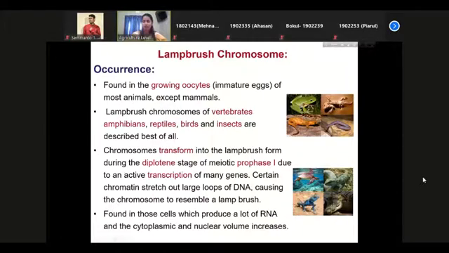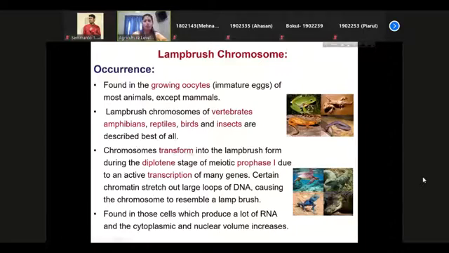These are the amphibians, for example the frog. And these are the reptiles, crocodile, lizard, cockroach. They are all under the group of reptiles. We can also find them in the growing oocytes of birds and insects. Oocyte means developing egg. Mostly in the egg yolk, these types of chromosomes are found.